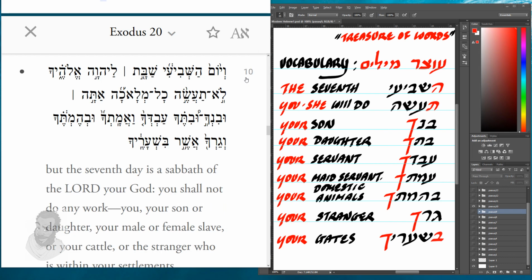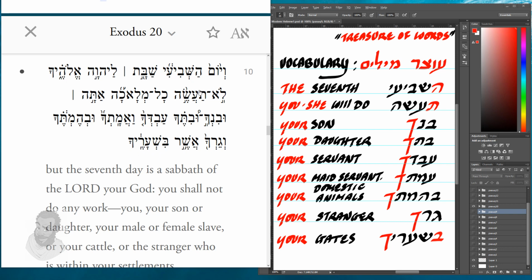Ze pasuk yod. This is verse 10. ויום השביעי שבת ליהוה אלוהיך, לא תעשה כל מלאכה אתה ובנך וביתך עבדך ואמתך ובהמתך וגרך אשר בשעריך.